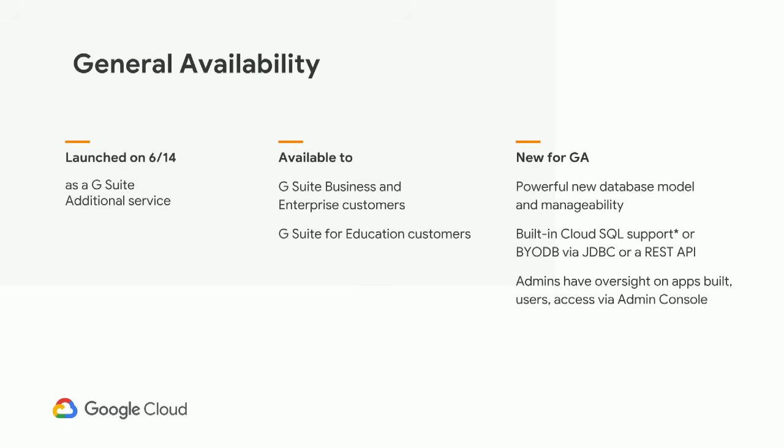We announced 2 significant features at the launch. One, Google Cloud SQL is now supported as the default database automatically created for all AppMaker apps, but you can still bring your own database and connect it using JDBC or a REST API. 2, G Suite admins now have oversight on the activity and usage of all AppMaker apps in their company.